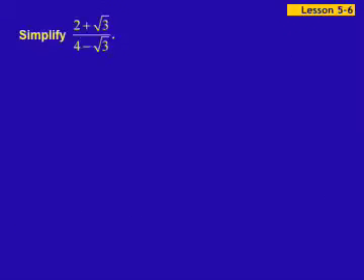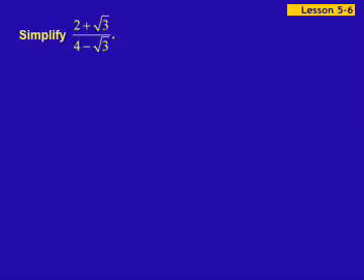Now we can use this idea of the conjugate to help us to simplify an example like this, where in the denominator we have a binomial that includes a radical. We saw rationalizing denominators earlier, where we had a radical that was multiplied by something in the denominator. Here we have something that's being subtracted. We could also have something that's being added.